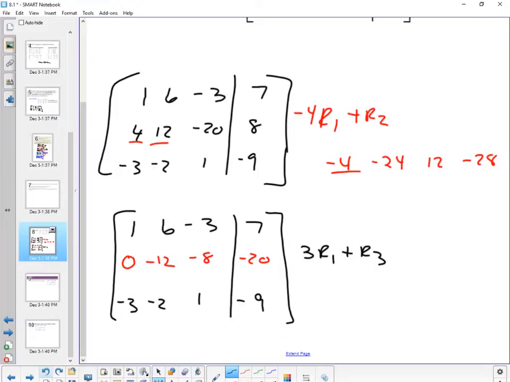Because you're multiplying row 1 and then adding it to row 2, so that we get rid of that. Yeah, we're not subtracting them. And then we're doing the same thing down here, but for this number, for the -3. So yeah, we'll get 3, 18, -9, 21.